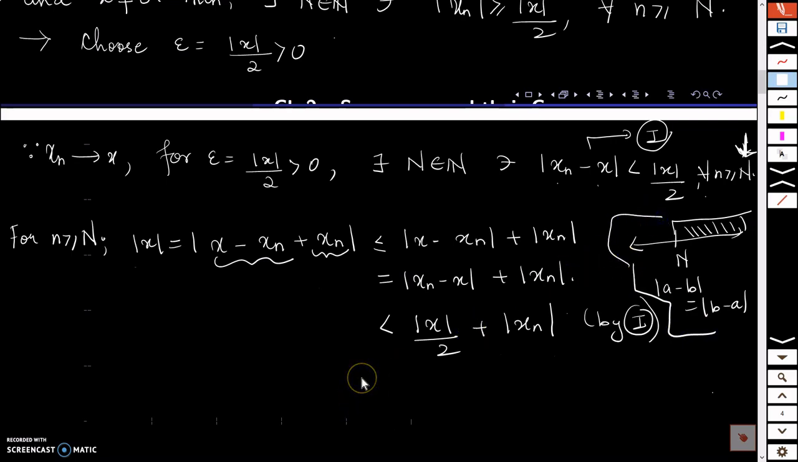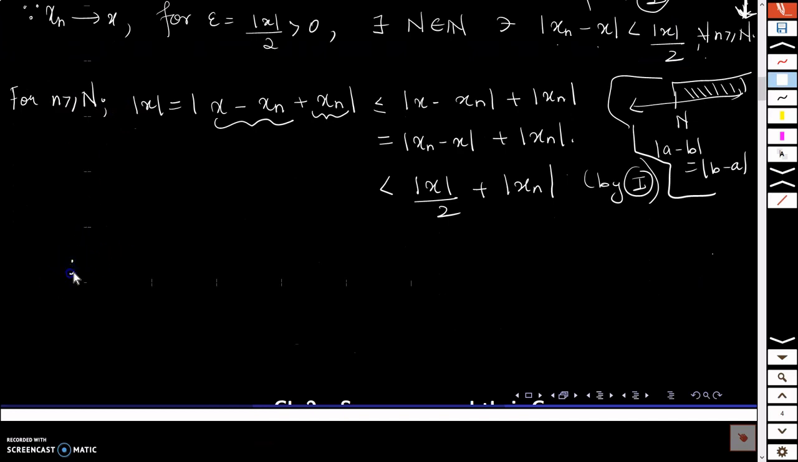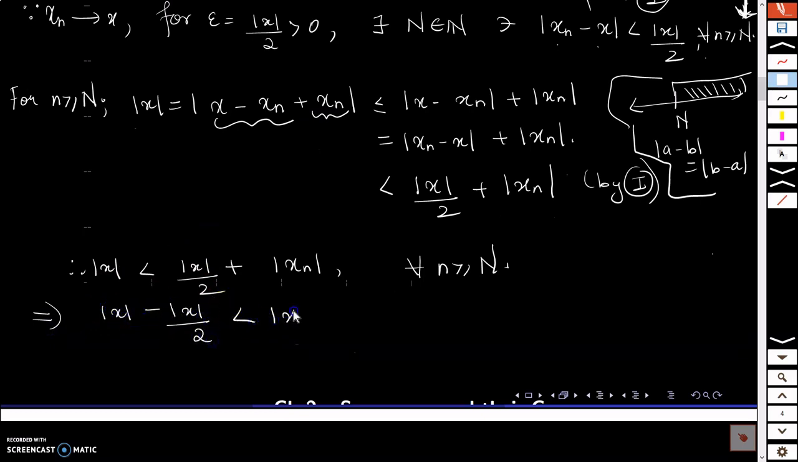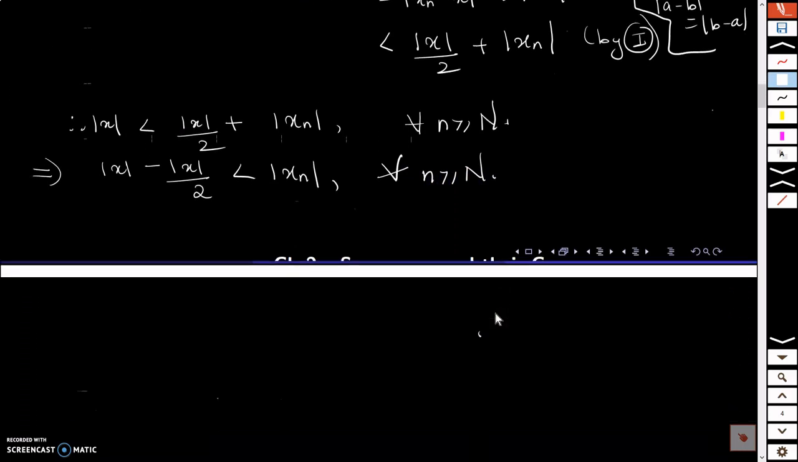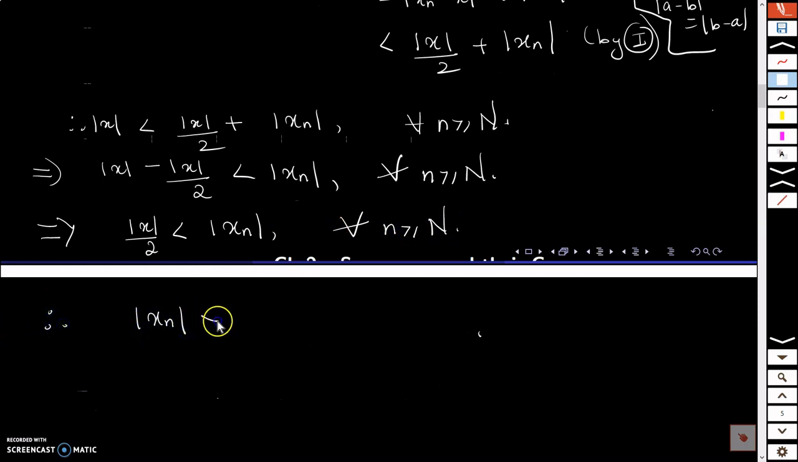Clear? So finally what I have is mod x is strictly less than mod x by 2 plus modulus of xn, and this works for all n bigger than or equal to capital N. Then I can shuffle the term mod x by 2 to that side, and I have mod x minus mod x by 2 is strictly less than mod xn for all n bigger than or equal to capital N. If I simplify the expression, this turns out to be mod x by 2, which is less than mod xn for all n bigger than or equal to capital N. Therefore we have what we wanted: mod xn is bigger than mod x by 2 for all n bigger than or equal to capital N.